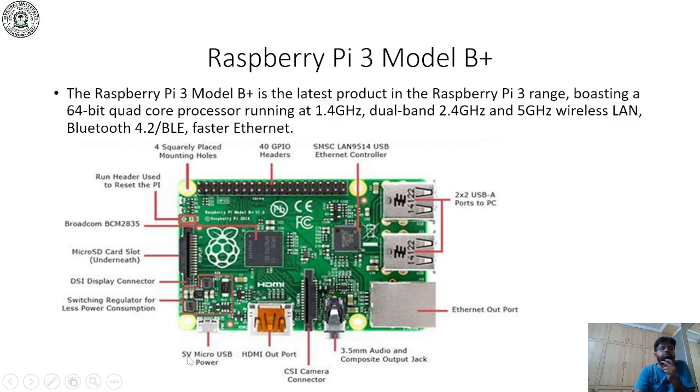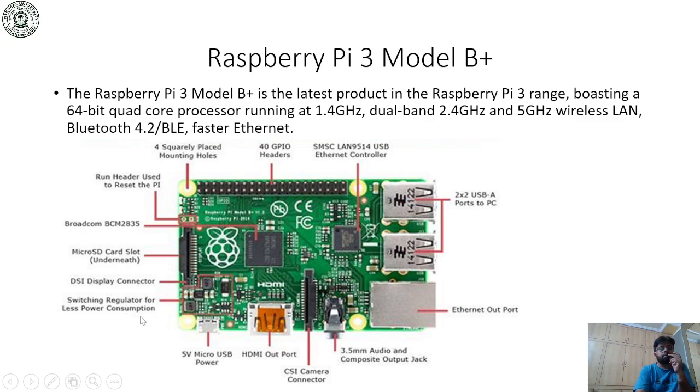this is the 5-volt micro USB power. As I already told you, it consumes less power, so you can use your simple mobile charger to give the power to our Raspberry Pi. A simple charger of 5 volt can be used for the power supply of our Raspberry Pi, and that charger can be plugged in here for the power supply. Okay.